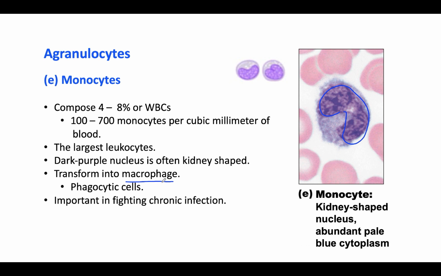Macrophages phagocytize bacteria, dead cells, and any other debris within the tissue by forming pseudopods. So monocyte has the capacity for amoeboid movement to form pseudopods. Therefore, using pseudopods, macrophages get close to the bacteria, dead cells, and other debris, and then ingest them. It's very important in fighting chronic infections.